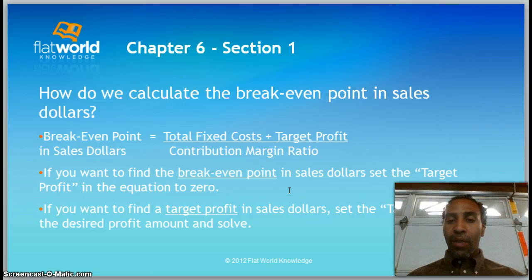If you want to find the break-even point in sales dollars, you set the target profit to 0, right? And then if you want to find a target profit in sales dollars, you set the target profit to the desired profit and then solve. So if we want to solve for 30,000, then we would change this from 0, what we do for break-even point, and then we want to change it to 30,000, or if maybe we want to put it at 100,000, we put it right there.